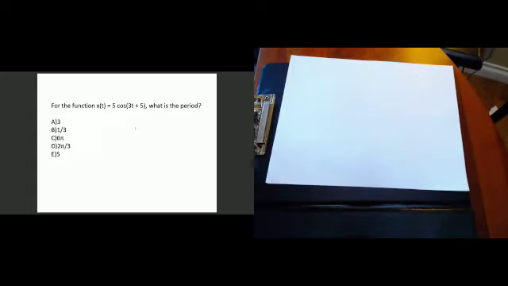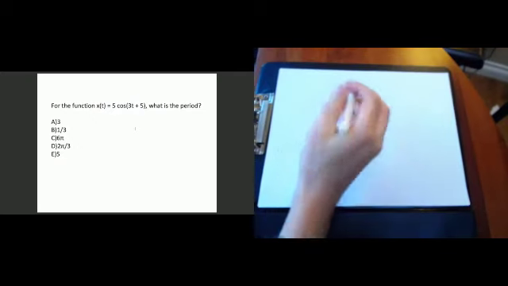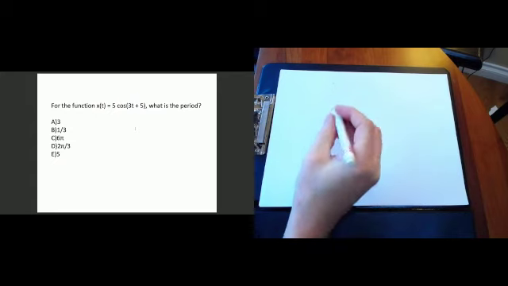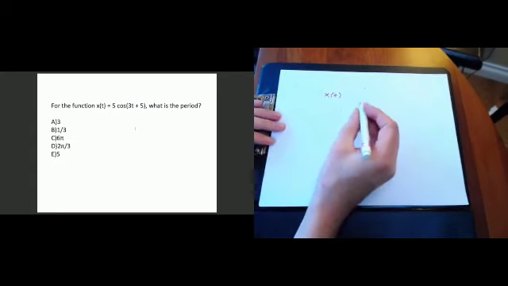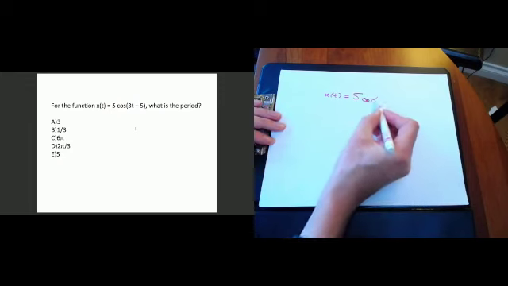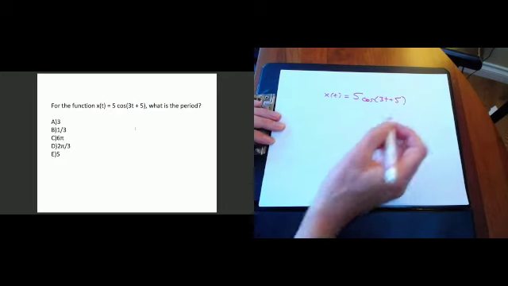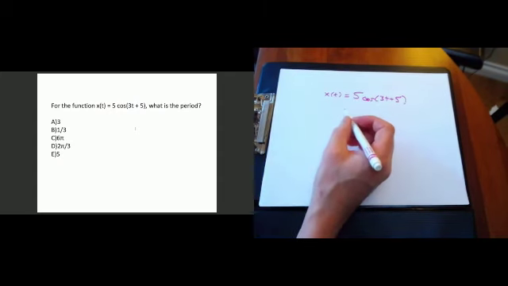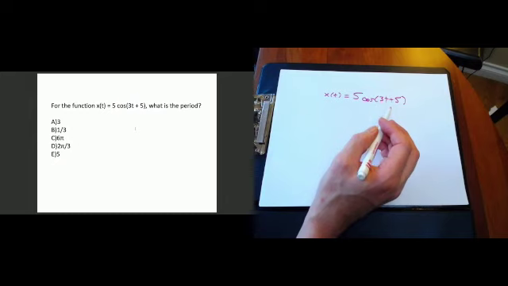Okay, so let's go through this. So we've got, with this apparently primrose, the color of our crayon today, x of t equals 5 cos of 3t plus 5. And we want to know, what is the period of this function? And we could do it in a couple of ways.